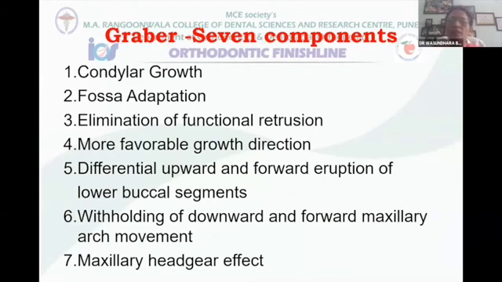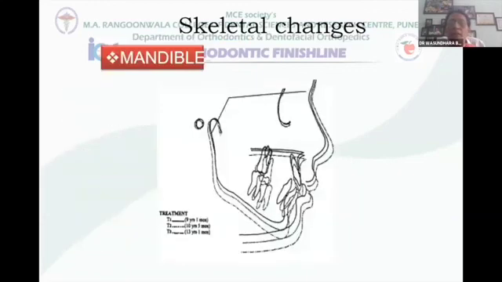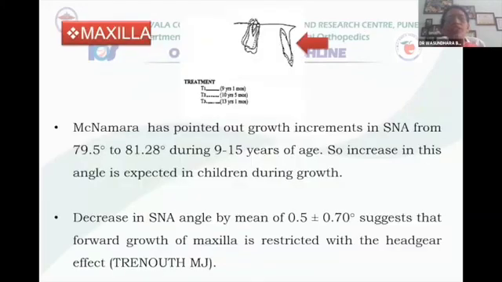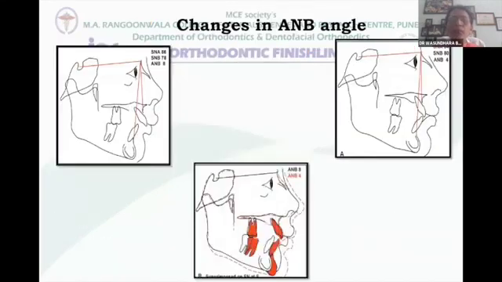Differential upward and forward eruption of the lower buccal segment. Withholding of the downward and forward maxillary growth, and a maxillary headgear effect. So in the mandible, there will be an increased height of the ramus, increased length of the ramus, and anterior relocation of the mandible. In the maxilla, yes, there is a restraining effect. Around 0.5 to 0.7 has been seen. A and B angle will improve.